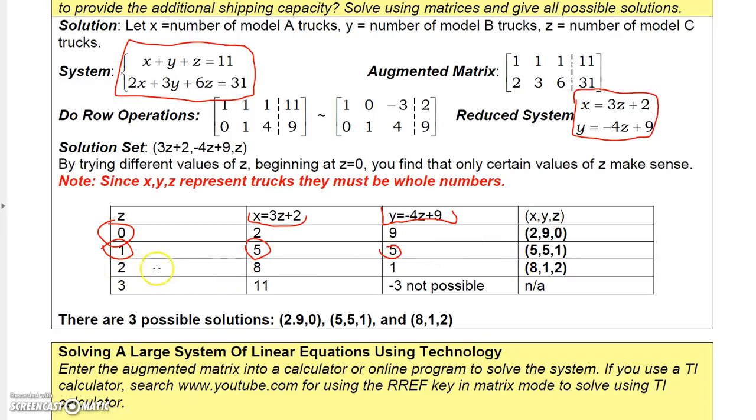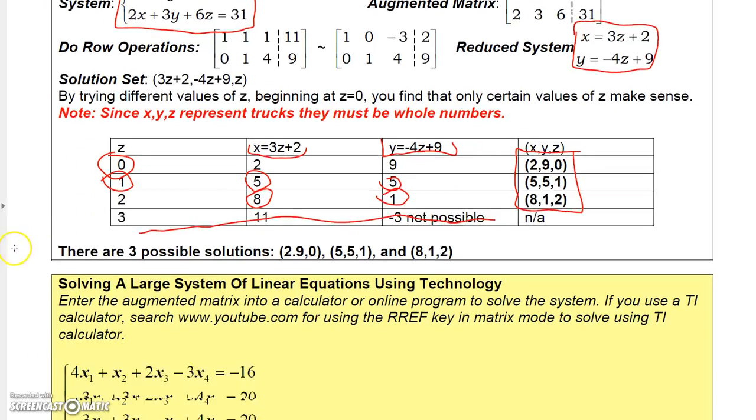And then could we have 2? Turns out we can. If we plug 2 into this, we get 8. If we plug 2 into here, we get 1. And then what happens if I go higher than 2? Well, if I plug 3 in here, I get a negative number, which is not possible since we're dealing with trucks. So there's only 3 solutions here. These are the 3 solutions that would actually satisfy the problem.